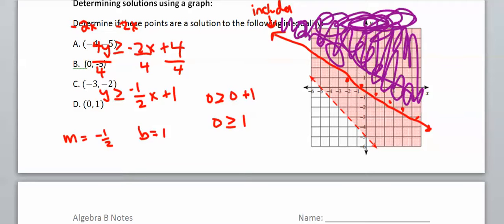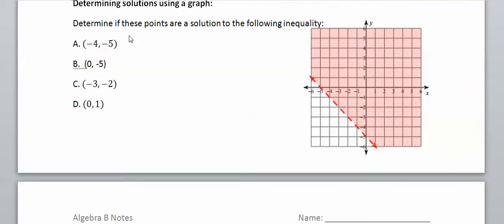All right. Last one. So determine if these points are a solution to the following inequality. So looking at this, remember the shaded areas are my solutions. And think to yourself for a second, this is a dotted line. Is it included? And the answer is no. This is a dotted line, we don't include it.